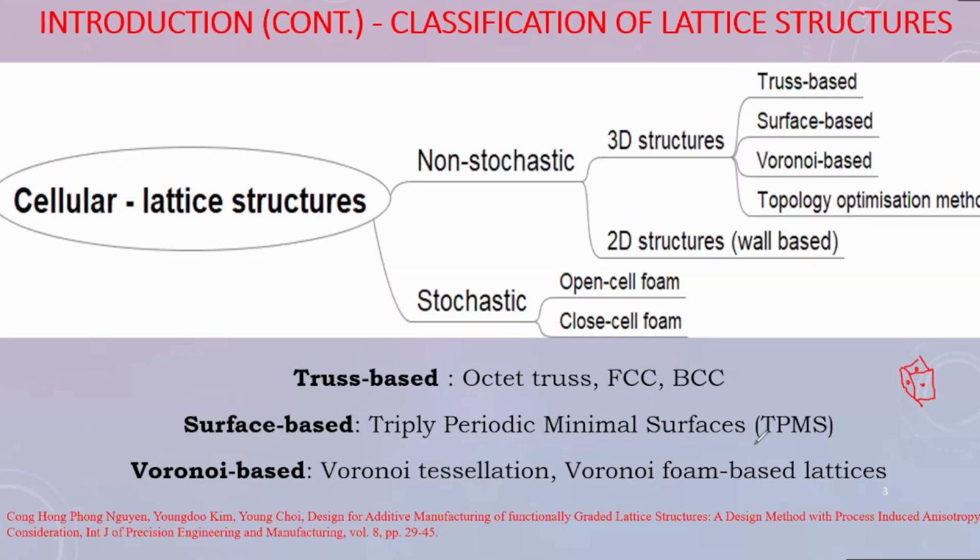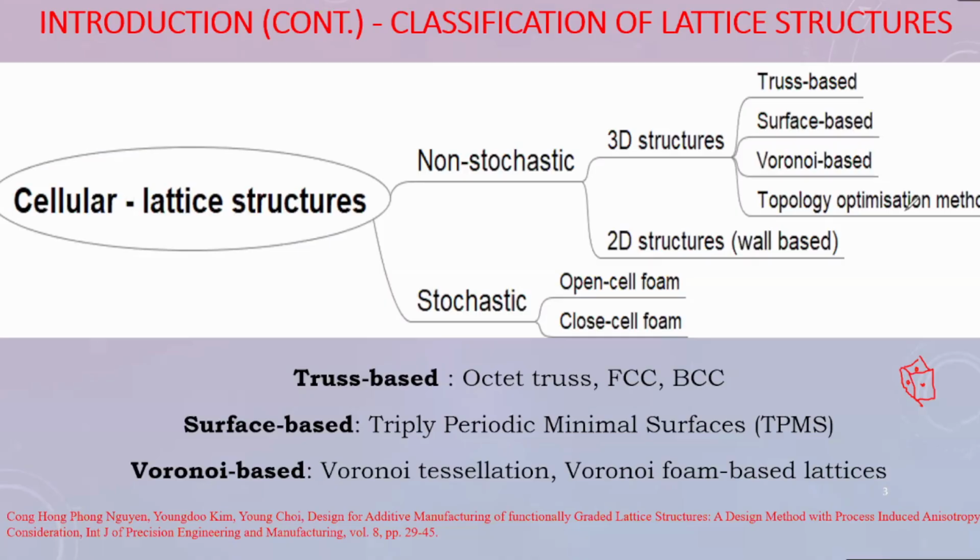I will show you this TPMS model in the upcoming slides. Here, this TPMS structure has a surface element instead of a solid element. We can have this kind of surface element to create these lattice structures, and we can have this Voronoi based. Voronoi tessellation is an irregular shaped structure based on the cell seeding. We can create this tessellation, especially for creating these STL files, and we can also implement it for making these lattice structures also.